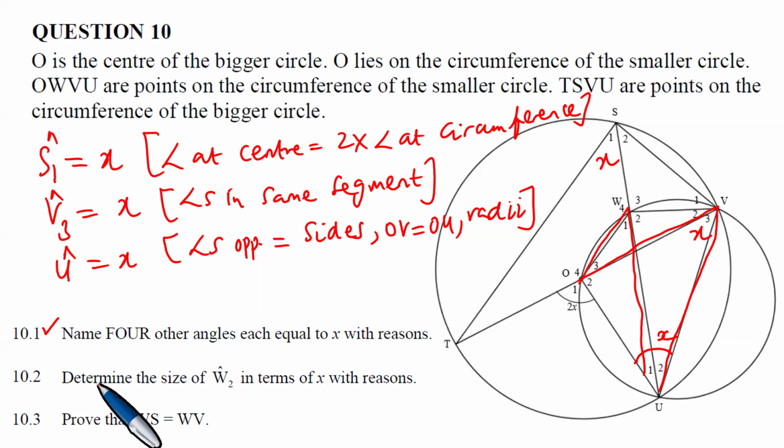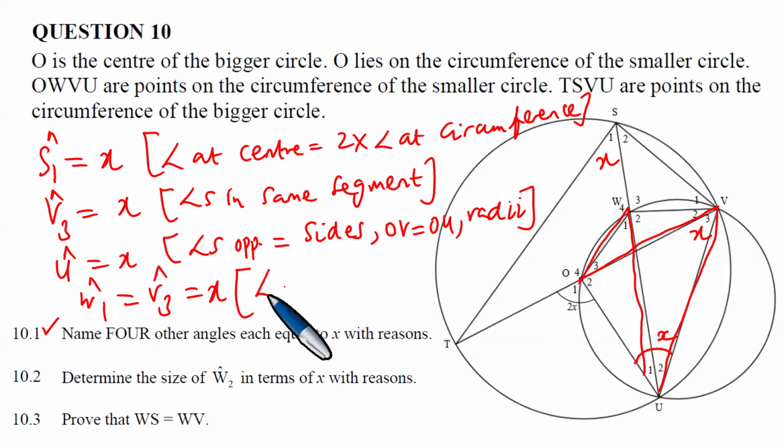I was missing another angle in particular when I paused a little bit. We're looking at the angle W1 and the angle V3, which equals X. Why is this the case? Do you agree that angle W1 equals the angle V3? Yes, sir. Why? Because they are angles in the same segment. So we have mentioned four angles, each equal to X.